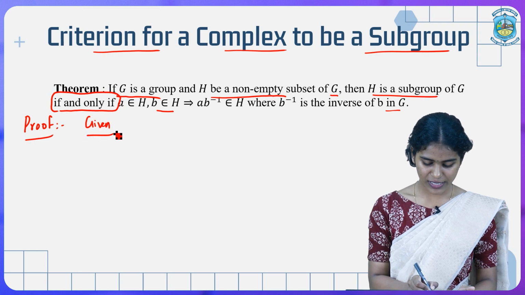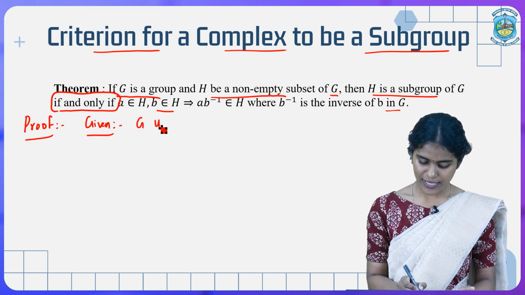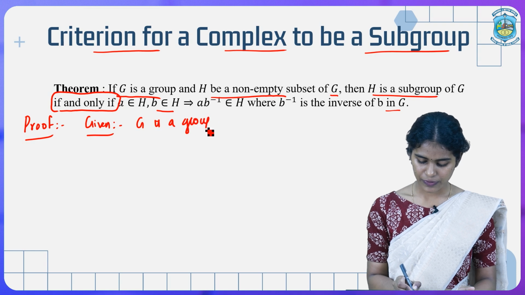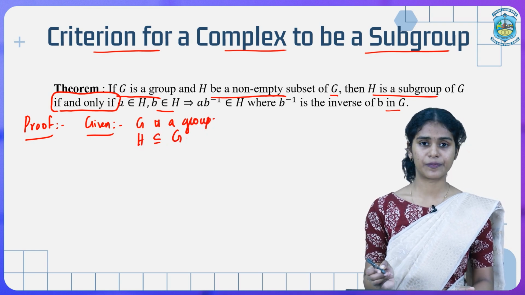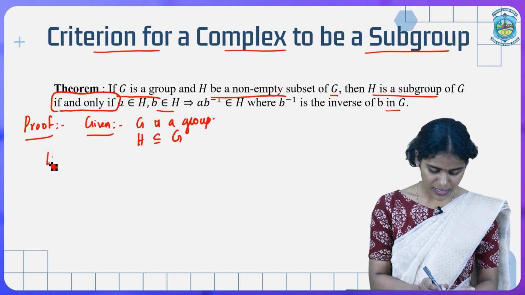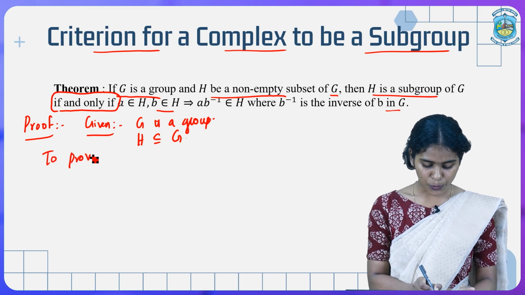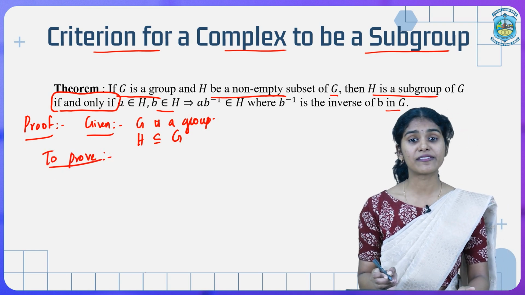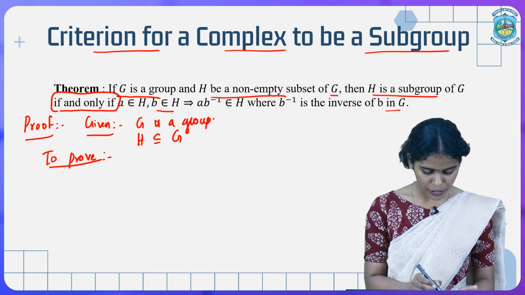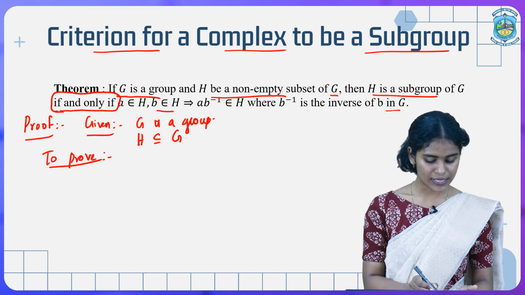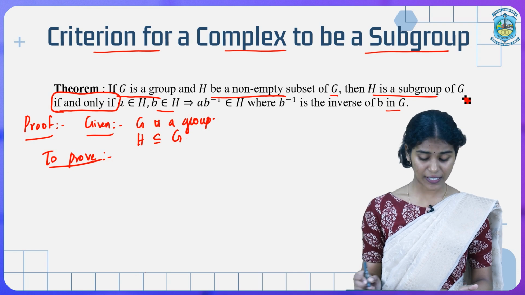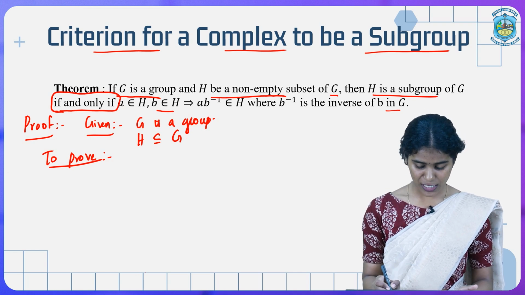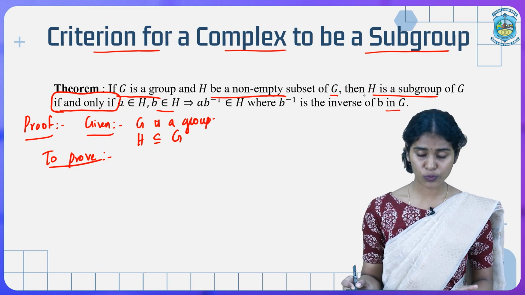The information which is given to us is G is a group and H is a subset of G. Now, what are we supposed to prove? The proof of this particular theorem can be divided into two parts. Why? Because of this specific word. This word states that if H is a subgroup of G, then this should hold. If this particular thing holds, then this should be true.